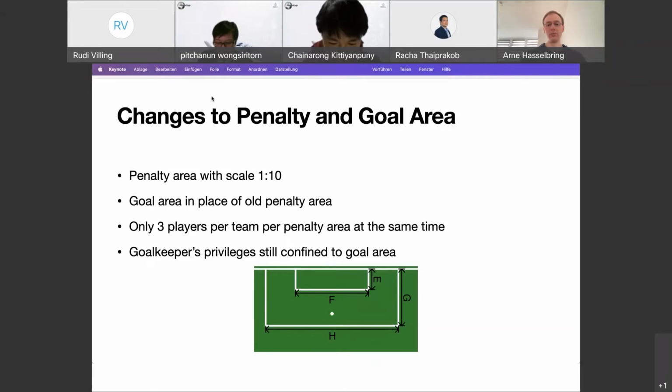But the goalkeeper is still only allowed to do its special things in the goal area. So, for example, touching the ball with its hands, and it is allowed to be a bit more rough in its own goal area when it goes to the ball. So this is still only the case in the goal area, not in the extended penalty area.